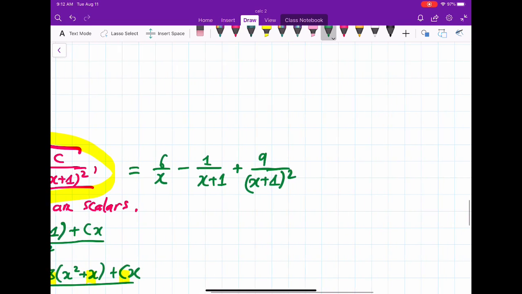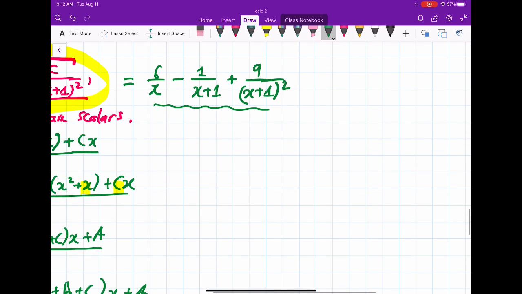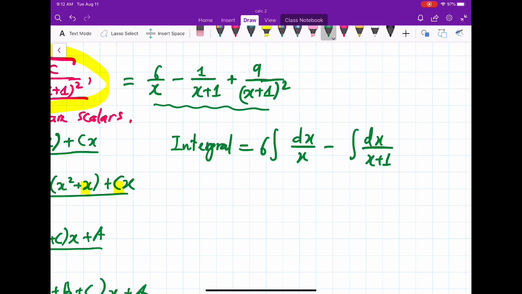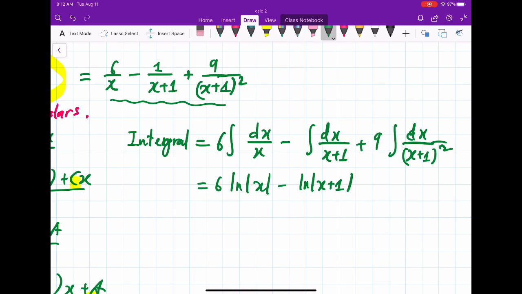And then you integrate each function in here. That's it. Then your integral, I write here, the integral is equal to dx over x, 6 in here, minus dx over x plus 1 plus 9 dx over (x plus 1) squared. This is 6 ln absolute of x minus ln of x plus 1 plus 9.